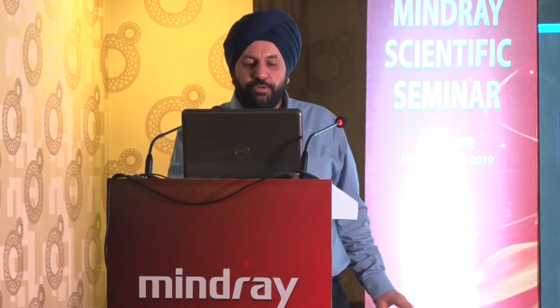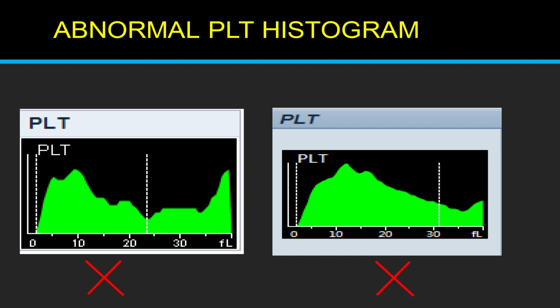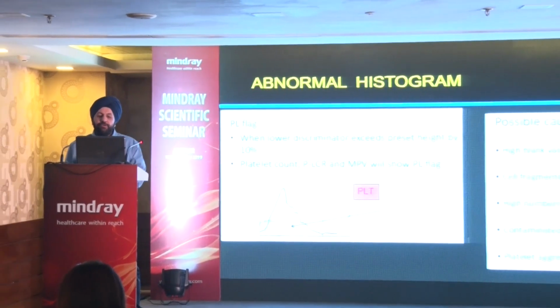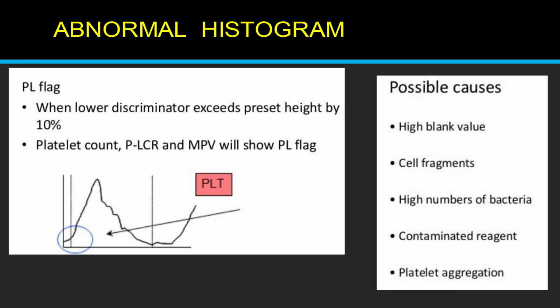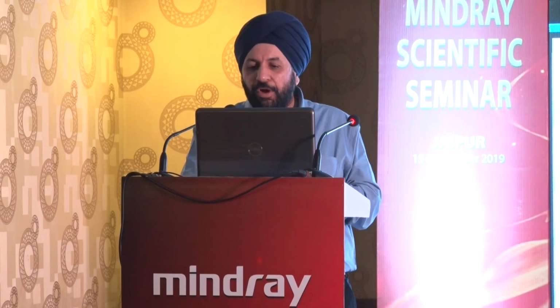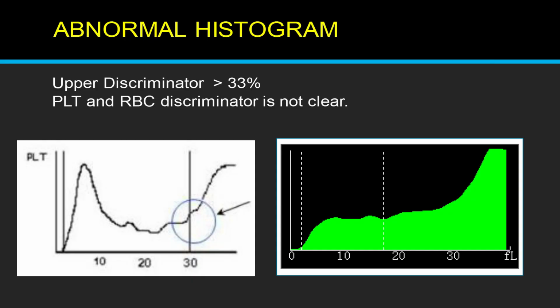But if my histograms look something like to my left or to my right, then I would be very wary to even report a platelet count of 1 lakh. This could be topsy-turvy. Broadly, we can have 2 kinds of abnormal histogram. One at the lower end, where the lower discriminator exceeds the preset height by 10% or more. This is usually seen because of high blank values, cell fragments, bacterial contamination and platelet aggregates. The most common among these is contamination of your reagent. So if you see this kind of platelet flag, go check your reagents, more likely the diluent, where there will be some amount of bacterial contamination in your reagent.